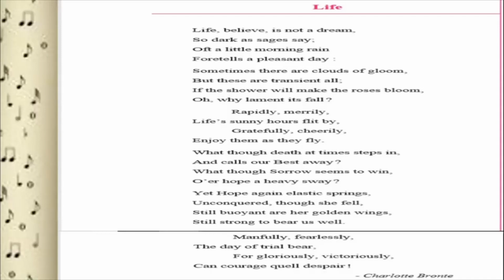Okay? If the shower will make the roses bloom, why lament its fall? That is, if there is a rain, because of this rain, you can see flowers blooming around you. You know that plants and trees and even all kinds of living things, we need rains, isn't it? So when we are so dependent on rains, we should not be sad that it is raining.